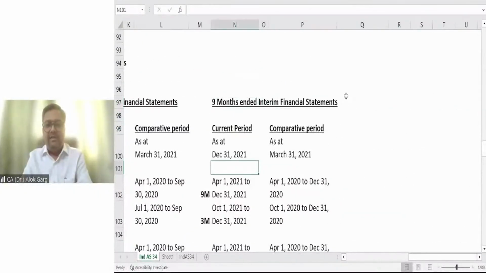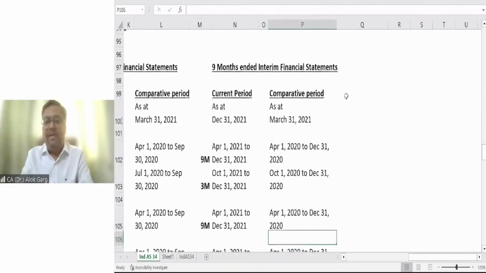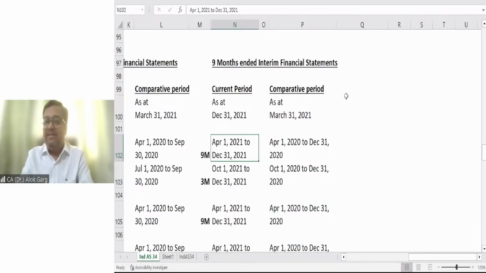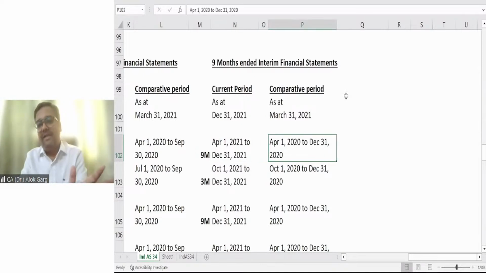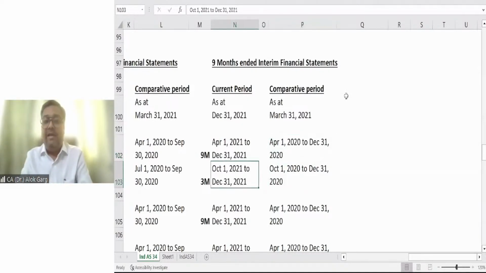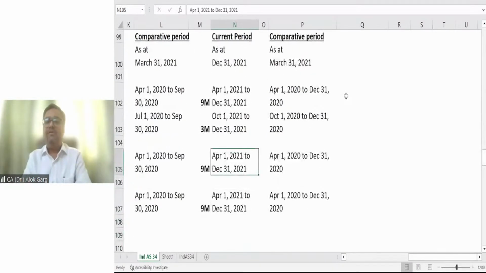For 9 months, the balance sheet needs to be prepared as on 31st December versus as on March. The P&L should be for 9 months, year to date, 1st April to 31st December. Comparative is again for the same period. And for the quarter ended December is also required to be prepared, means from 1st October to 31st December. But for statement of changes in equity and cash flow, it is always for the year to date, which is 9 months in this case.